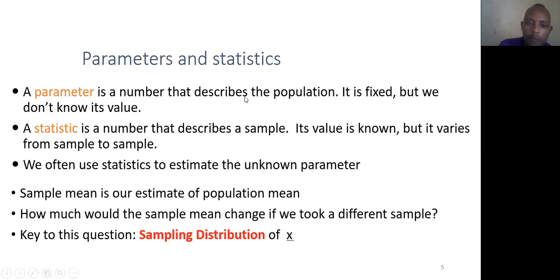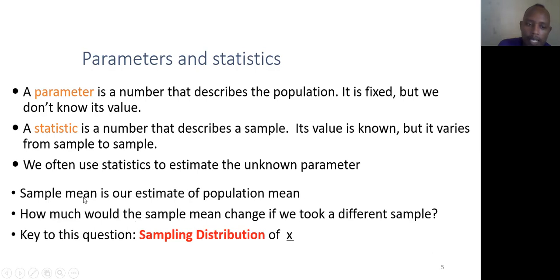Look at those terms. A parameter is a number that describes the population. It is fixed, but we do not know its value. If we do not know its value, then we have another chance. That is by taking a sample, estimating a statistic, and inferring about the value of the parameter. Therefore, we use the sample statistic to estimate the unknown parameter.